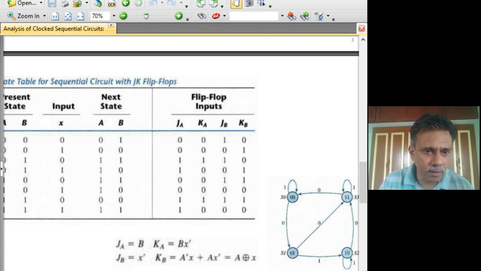Then you look at the case of 1 0, which are these two cases. For 1 0, when you have a 0, you go to 1 1. For 1 0, when you have a 1, you go to 1 0.